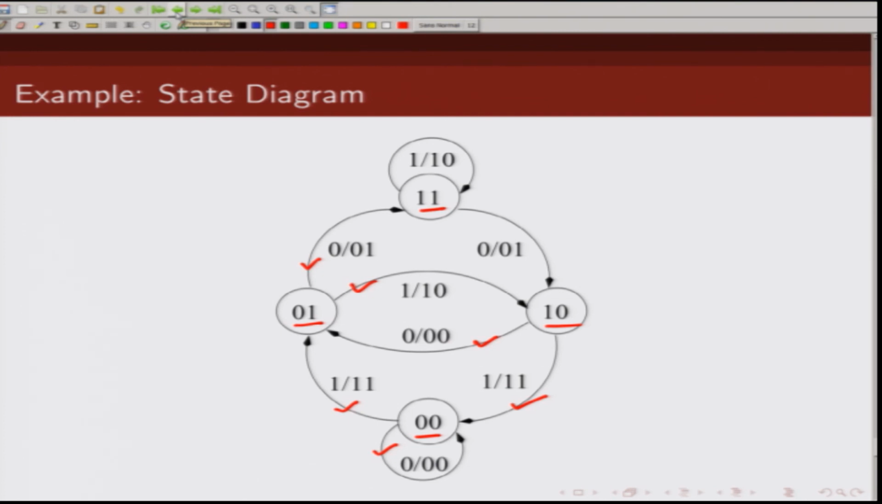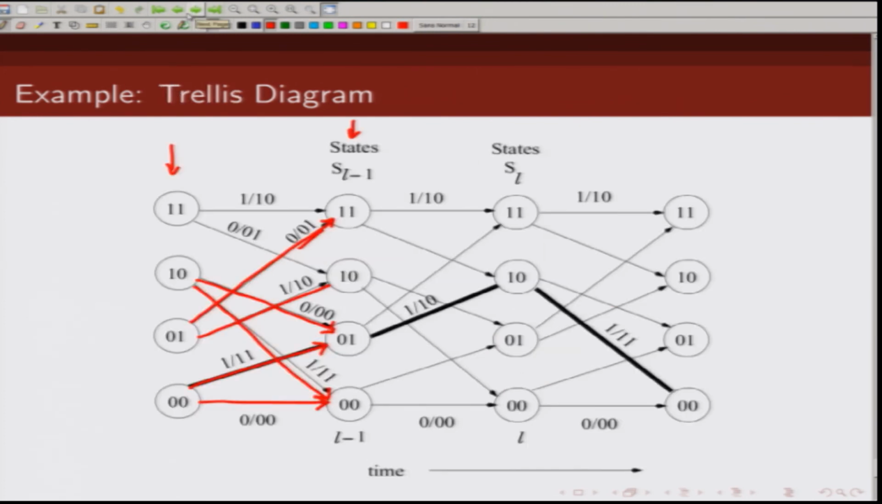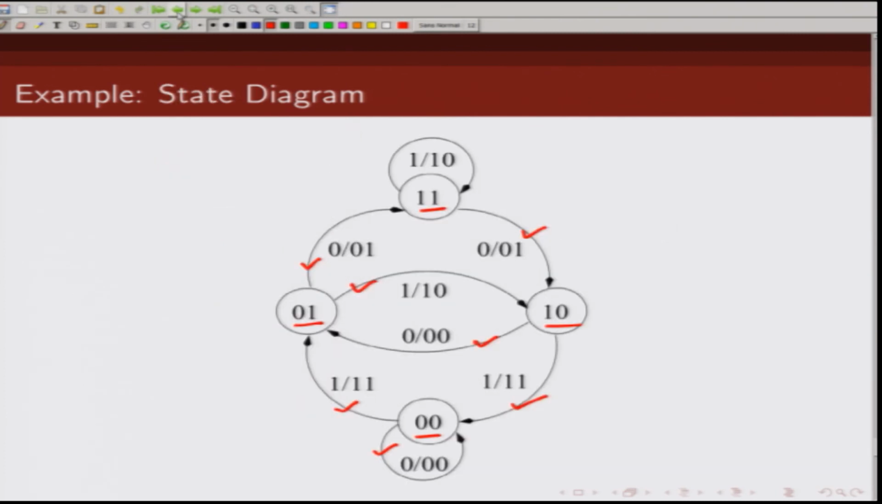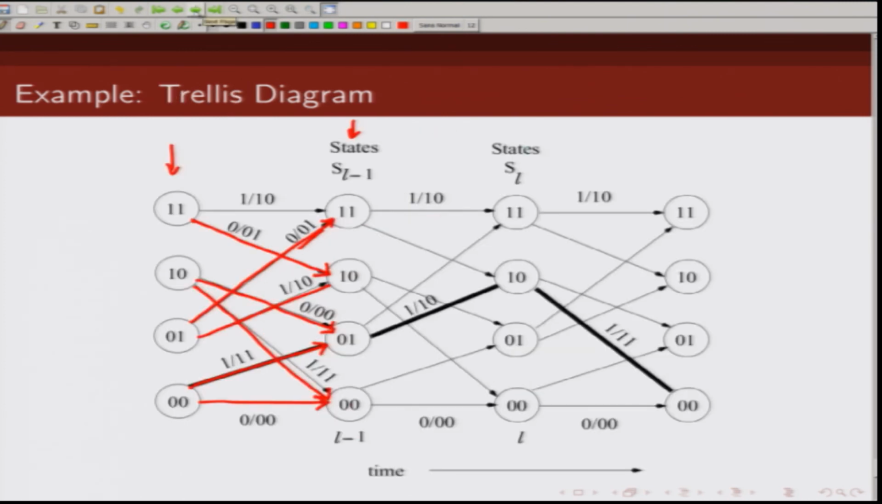The only thing left is when you are in state 1 1. When you are in state 1 1, you get a 0, you move to state 1 0 and the output is 0 1. And finally, when you are in state 1 1 and you get a 1, you remain in state 1 1 and the output is 1 0. So, that is this line.